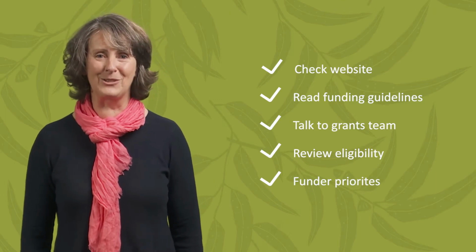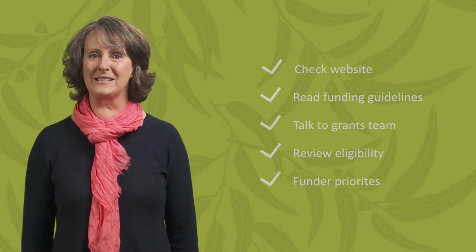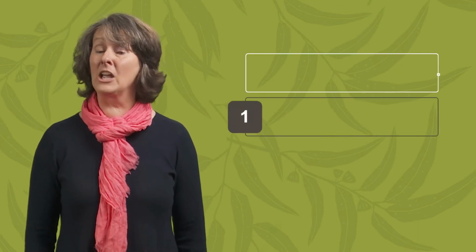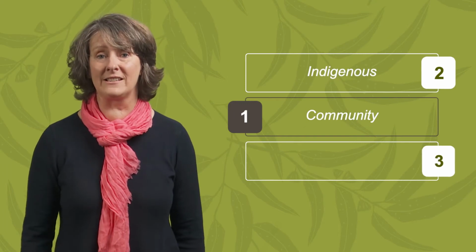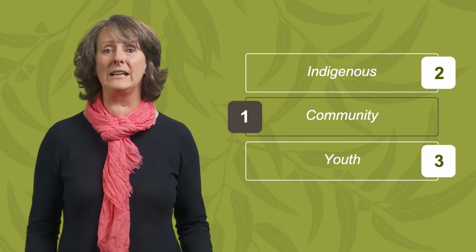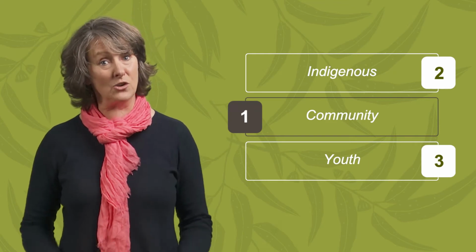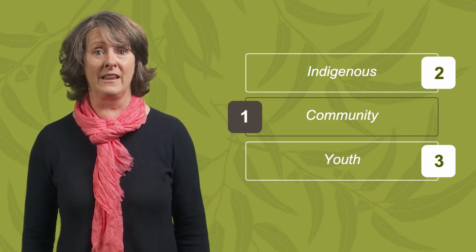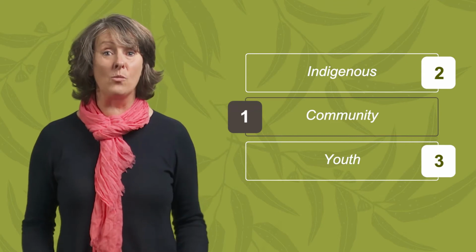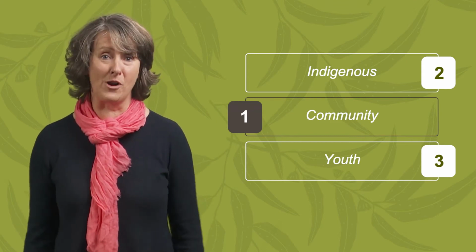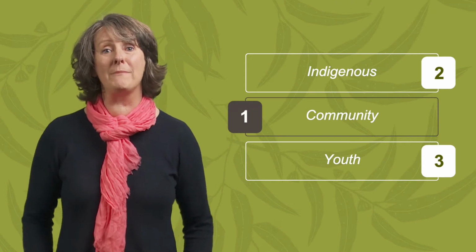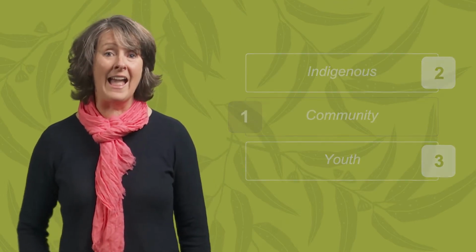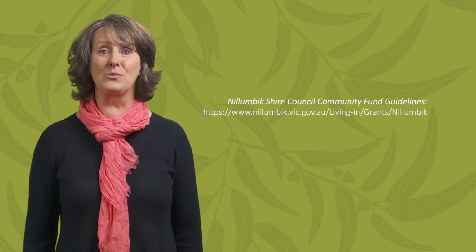As an example, let's look at Nillumbik Grant Council guidelines. This council has a clear focus on areas for the community support grant. They clearly state that there are 3 focus areas: community, Indigenous and youth. So already we know that your project needs to fit into one or more of these categories. The document then goes on to list what can be funded and outlines who and what groups are eligible and what makes a project ineligible. And the link for that is on the council website.